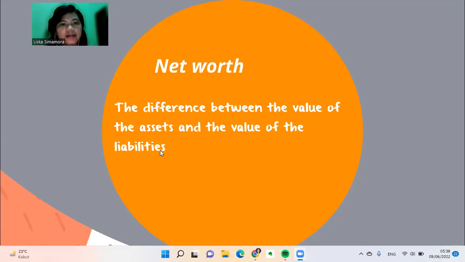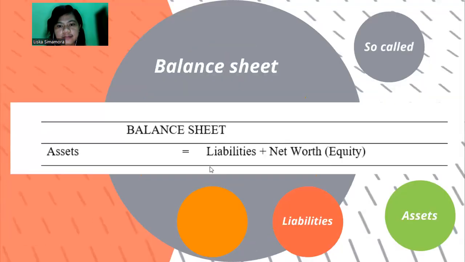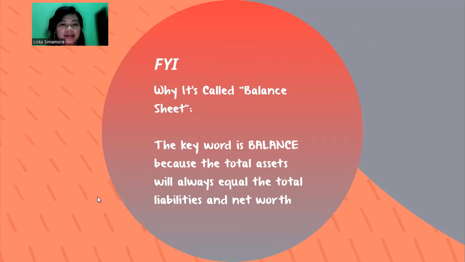Okay. And then I want you to know why it is called balance sheet. The important key here is balance, because the total assets will always equal the total liabilities and net worth. The net worth will be put in the credit side in the accounting system. So the meaning of the balance sheet is that the value in the debit side and in the credit side have to be the same. That is why it is called balance sheet.